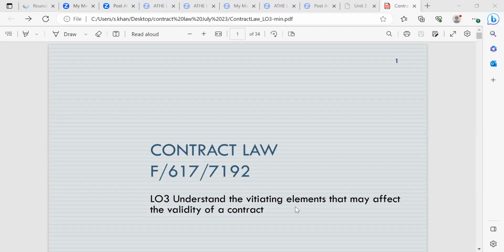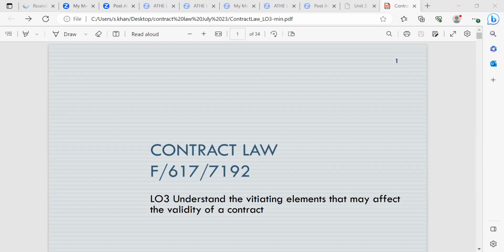validity of a contract. So in the last sessions we looked at learning outcomes 1 and 2, and we referred to the elements of a contract. And we also looked at the different types of elements, but we also referred to the rules that govern the content of a contract.